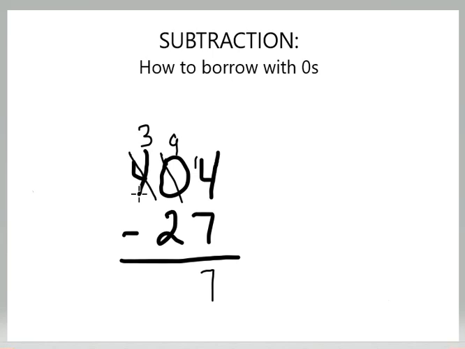Now we move over to the tens place, and you're looking at 2 from 9. Anyone know what it is? Anyone got it yet? If you said 7, you'd be right. So we got 7, 7.